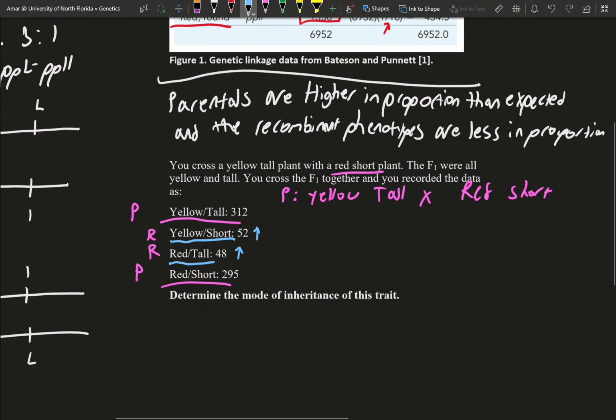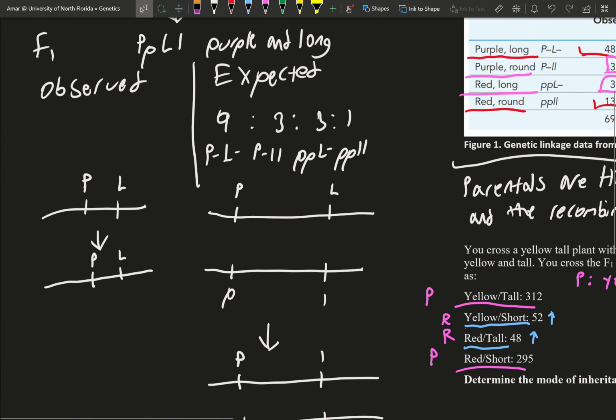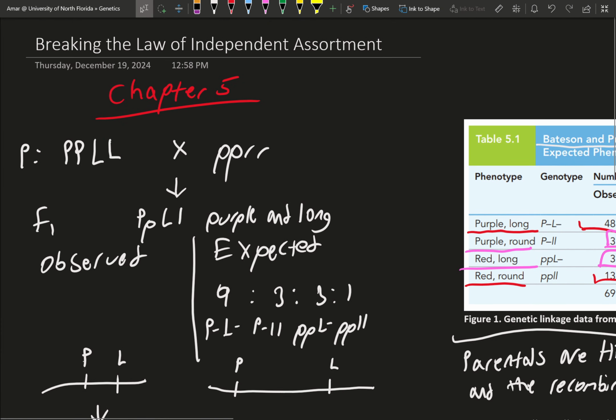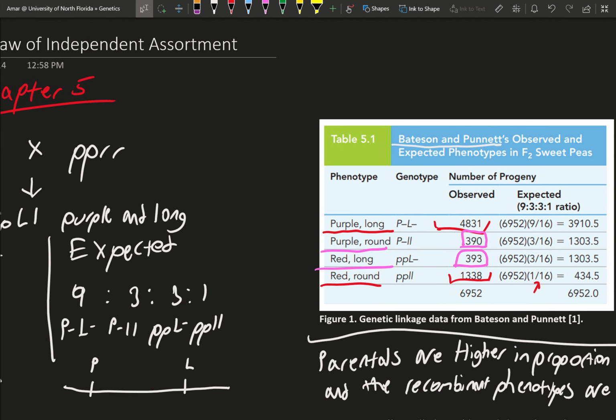That's it for the introduction to gene linkage. Next episode we're going to go over how to figure out recombination frequencies from a data set, and things like that.